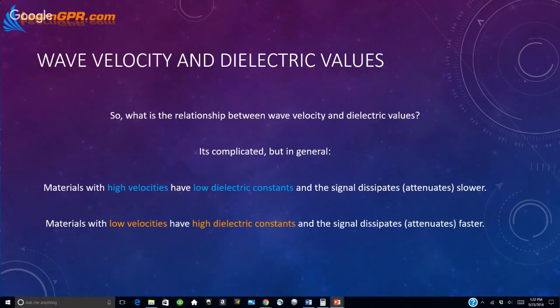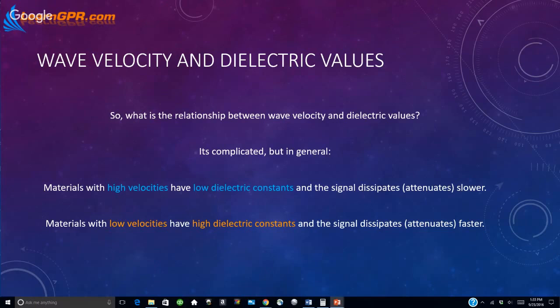But high velocities with slow dissipation rates allow the wave to continue down into the subsurface or into the material for longer periods of time at faster traveling speeds. On the other hand, materials with low velocities have high dielectric constants and the signal dissipates usually faster. You often have high dielectric constants with high conductivity, and so that's why you get faster dissipation of the signal, or attenuation rates. Where the wave's moving slower, you get fast attenuation rates. So it's like a double negative, right? It's two bads for high dielectric constant materials.